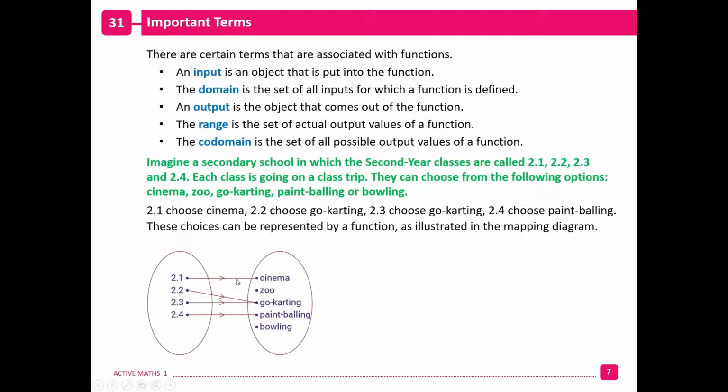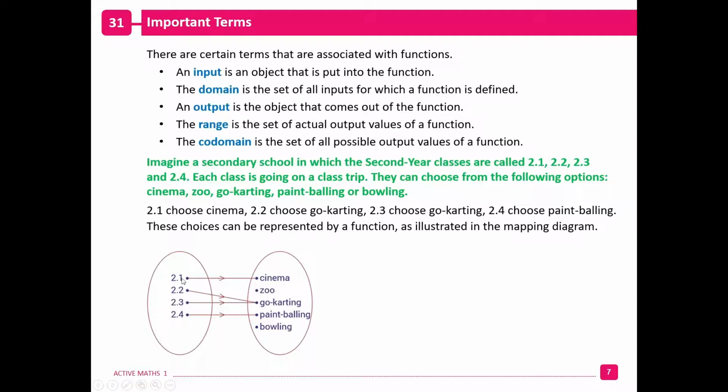Our outputs then will appear in our second circle, and if you recall, there were 5 choices. We can use our arrows to show which output the inputs mapped to. As you can see, not all of the destinations or trip choices were made. So that means that whilst we have 3 outputs, so the range is cinema, go-karting, and paintballing, the codomain was all the possible outputs, and that was all 5 trip choices.